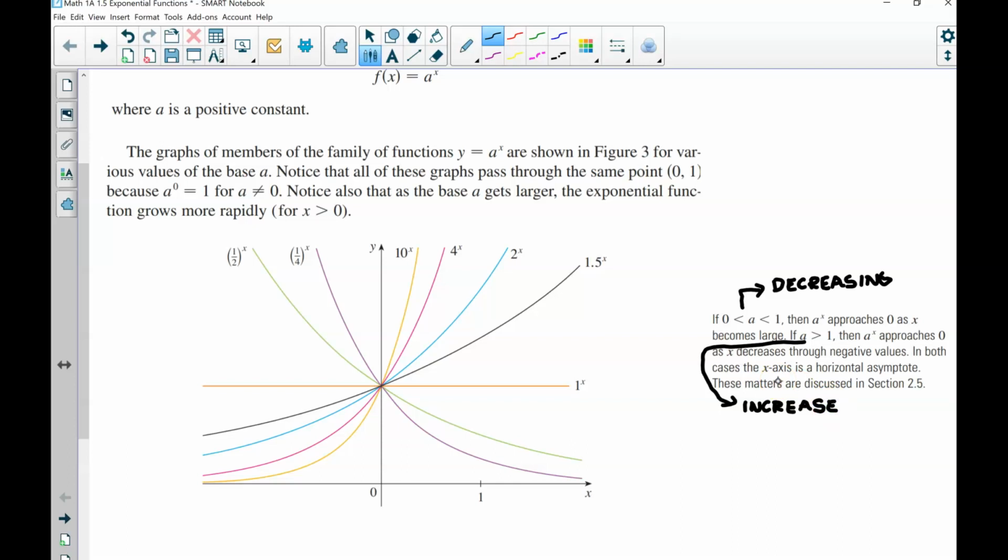Now, we observe that if a does not equal 1, then the exponential function y equals a to the x is going to have the domain of R, all real numbers, and the range goes from 0 to infinity. So we can say that the domain is such that x is all real numbers, and the range goes from 0 to positive infinity.